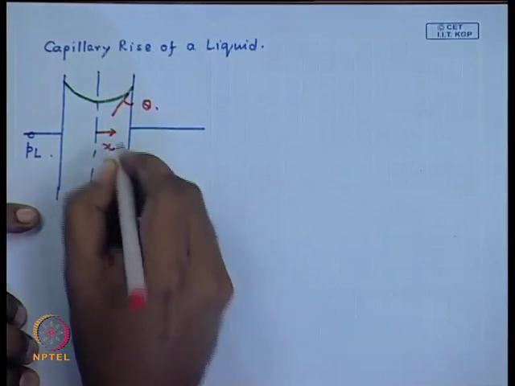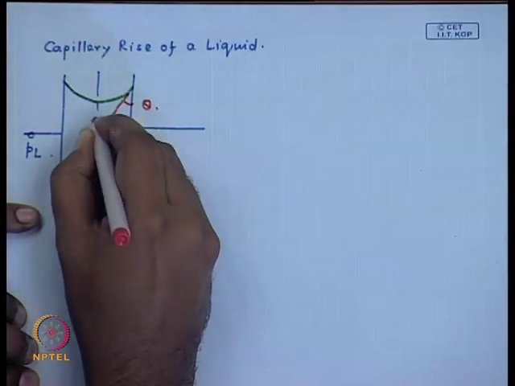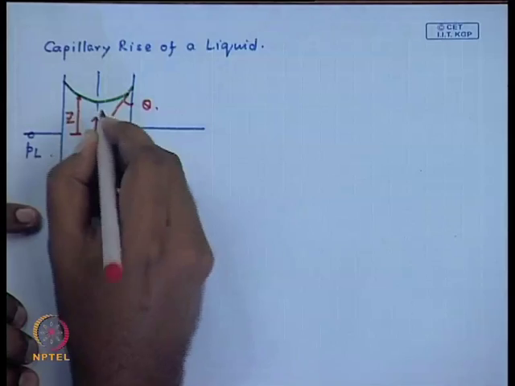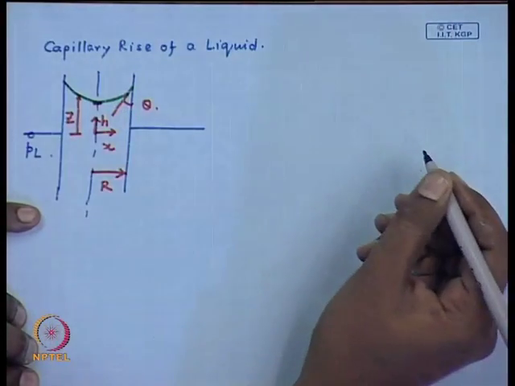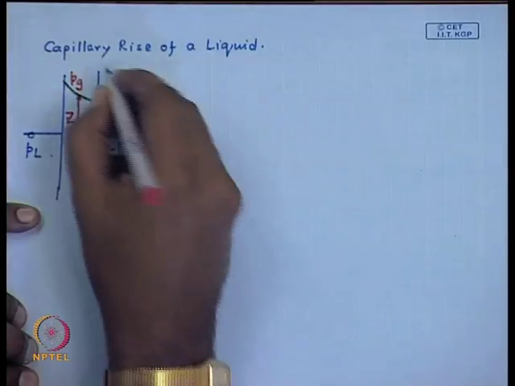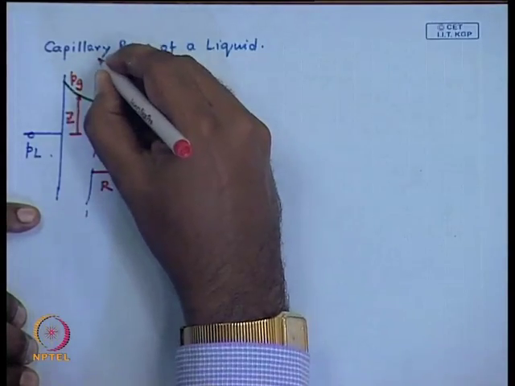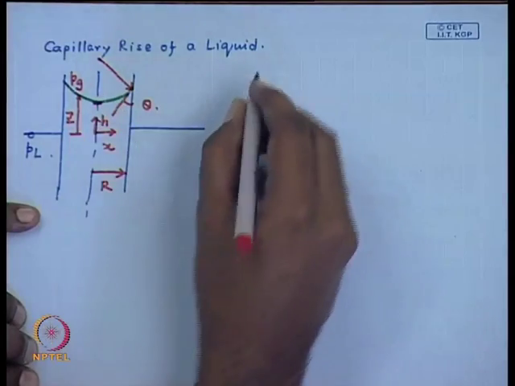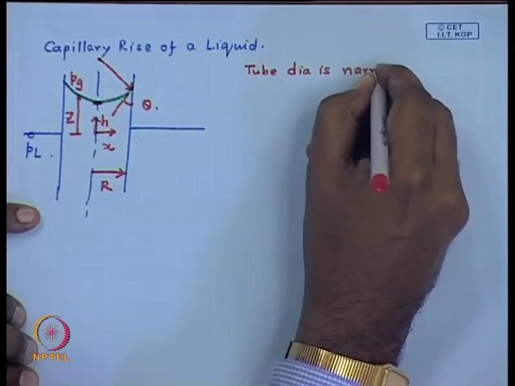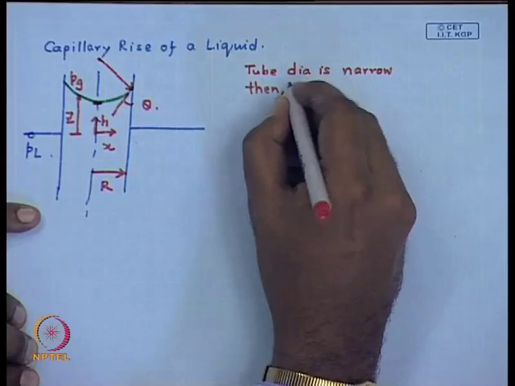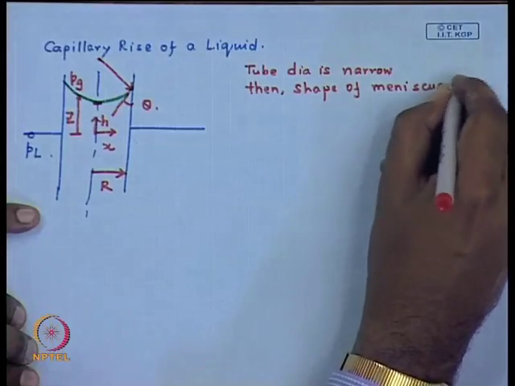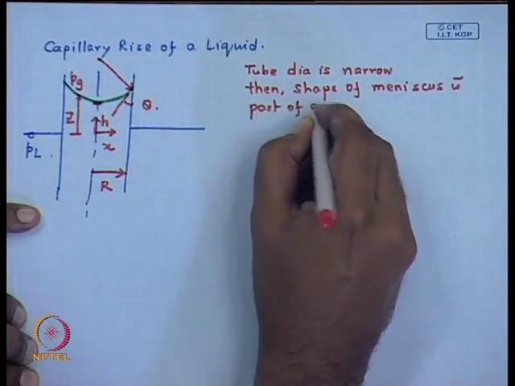So, this is our coordinate system, tube radius is R, and this is the z direction. Let us say this is any point z, this is the h or the height of the capillary, and here you have Pg, the air side pressure. If we regard the tube diameter as narrow, then the shape of the meniscus is part of a sphere.